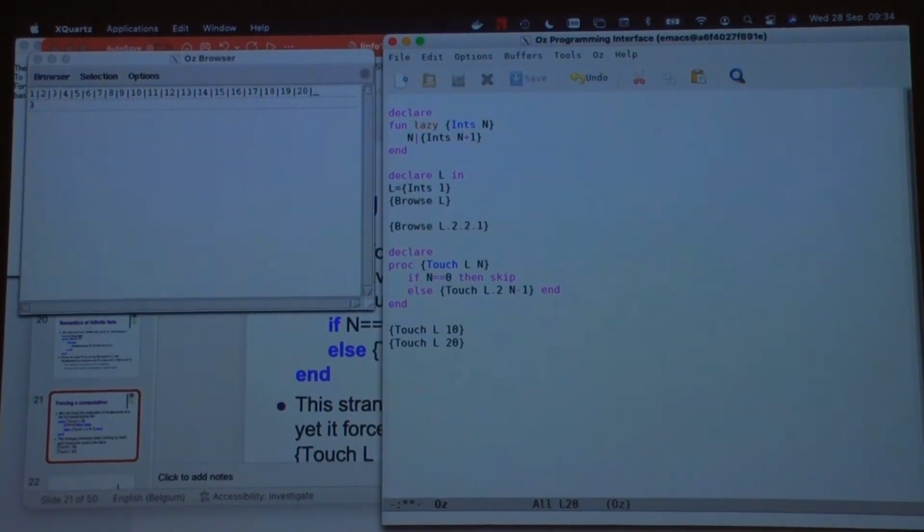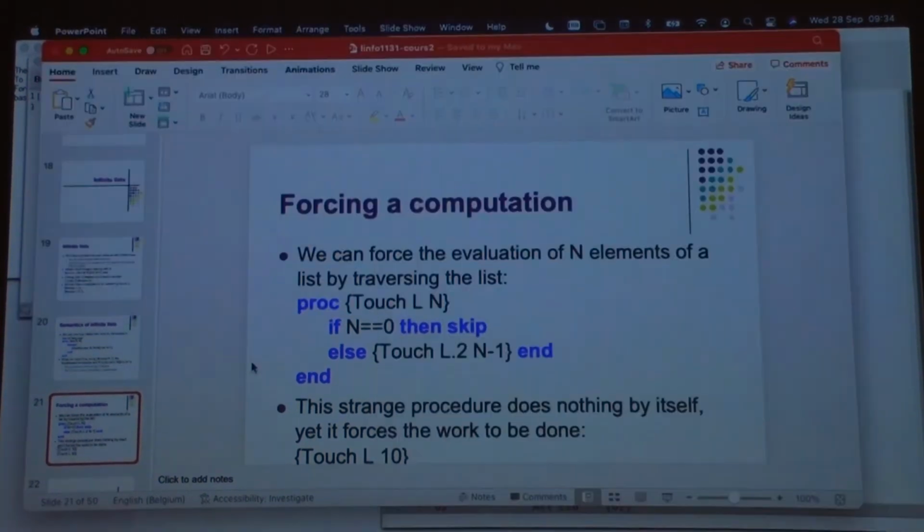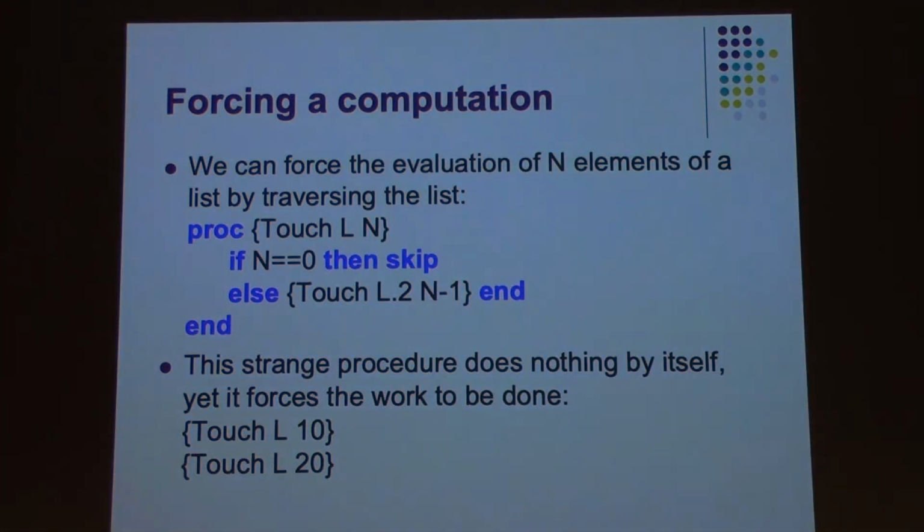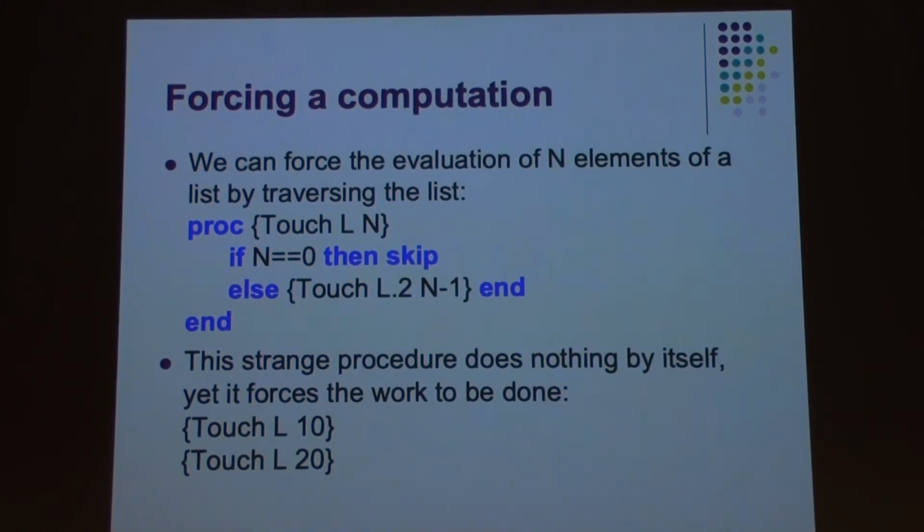So with touch, if I need a piece of the result, I can always use touch to get what I want. Otherwise, I get nothing. So touch tells me I need something. So that's a useful function, a useful procedure when you are working with lazy lists.